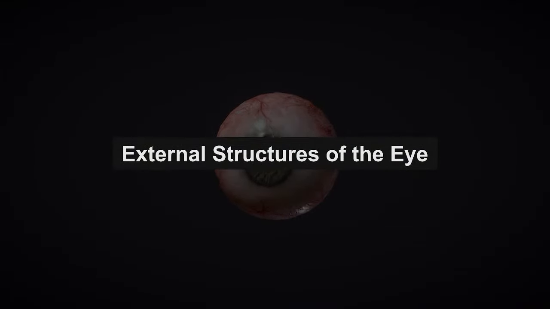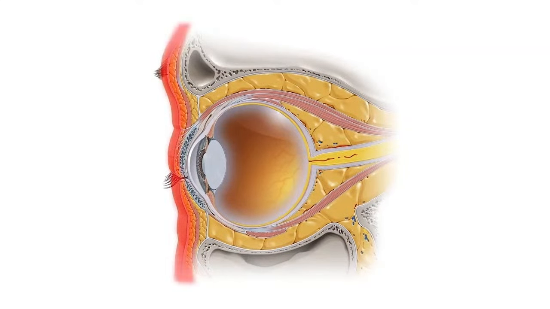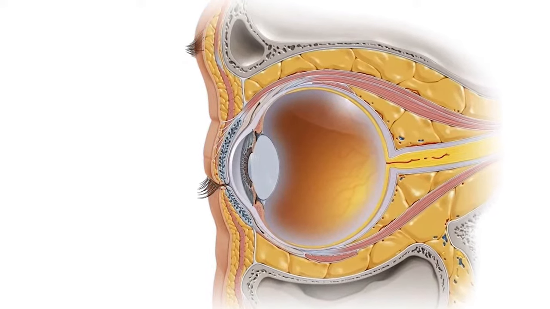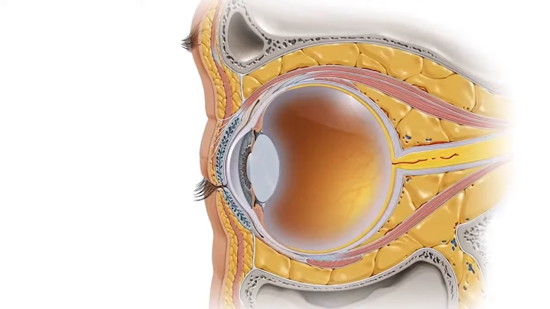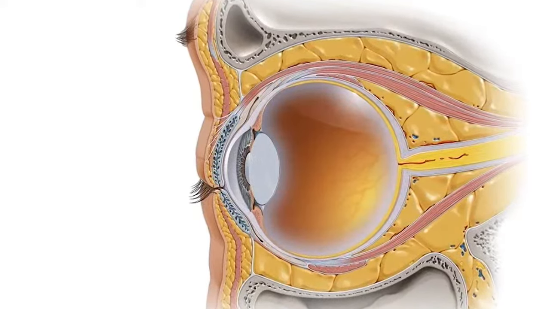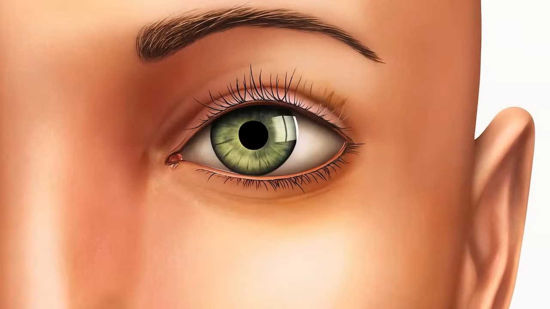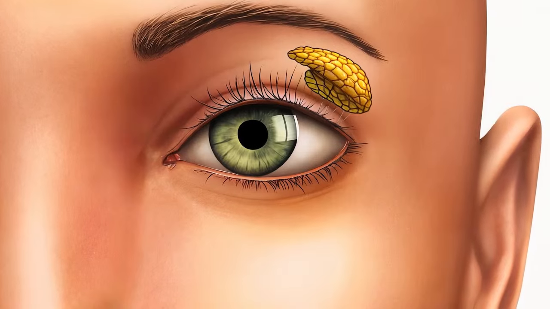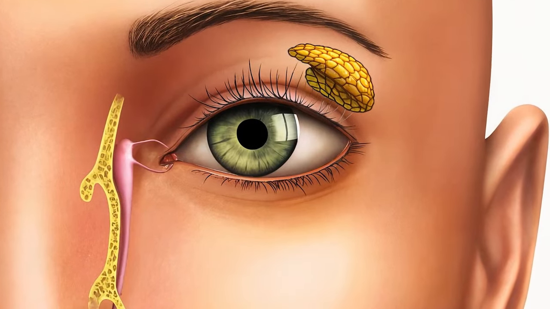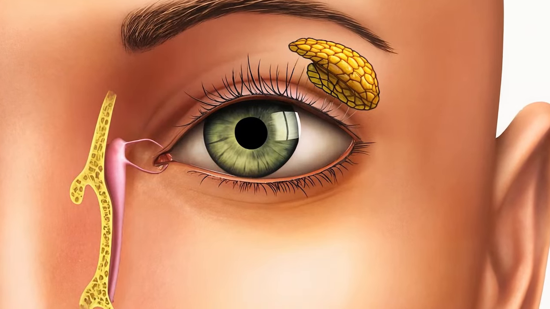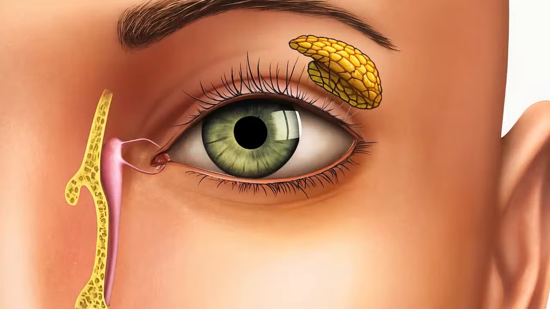External structures of the eye. The external aspects of the eye are designed primarily for protection and maintenance of a clear optical pathway. The eyelids, eyelashes, and conjunctiva are all critical in shielding the eye from foreign particles and excessive light, while also helping to distribute tears evenly over its surface. The lacrimal apparatus, which includes the lacrimal gland and associated ducts, produces and drains tears, ensuring that the eye remains moist and that the corneal surface stays free from debris and pathogens.